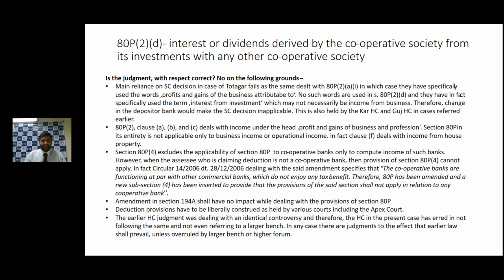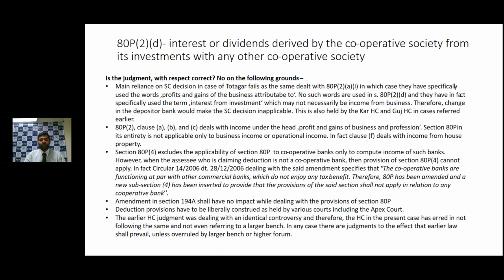Two, the Karnataka High Court in the impugned case has held that for the purpose of Section 80P, income has to be your business income. With respect, only 80P(2) clauses (a), (b), and (c) deal with income under the head profits and gains of business or profession. Section 80P in its entirety is not applicable only to business income or operational income. In fact, if we see clause (e), it deals with income from house property specifically. Therefore, this finding of the court, with respect, is not correct in my opinion.